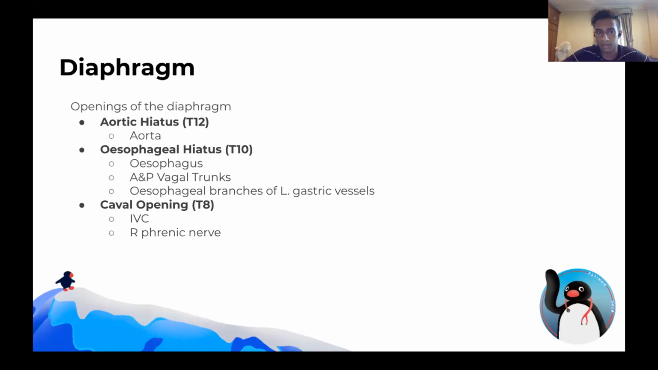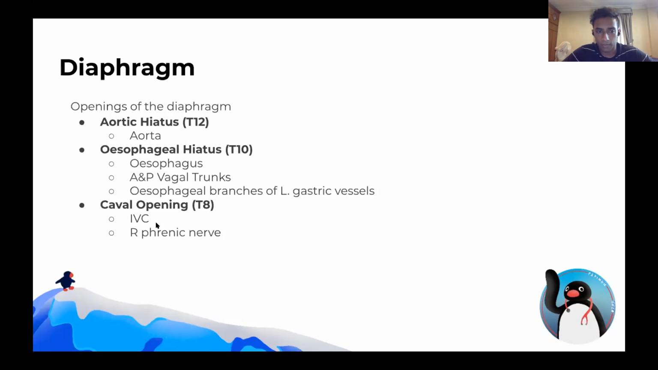So you've got your 3 hiatus. You've got your aortic hiatus at T12, esophageal hiatus at T10, and caval opening at T8. And you just have to remember what passes through each one of them. For your aortic hiatus, it's straightforward, it's just the aorta. For your esophageal hiatus, you need to remember the esophagus, the vagal trunks, as well as the left gastric vessel.